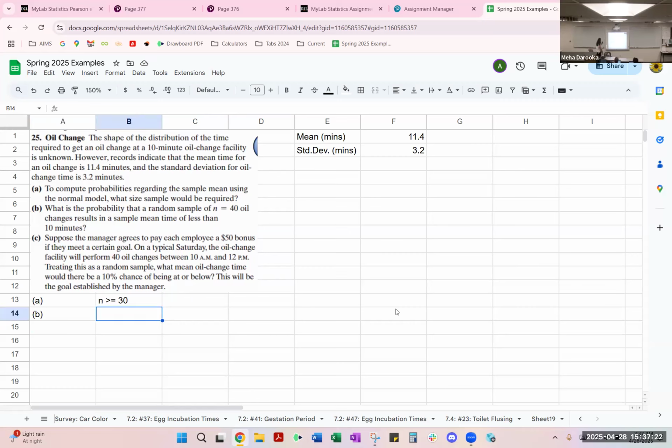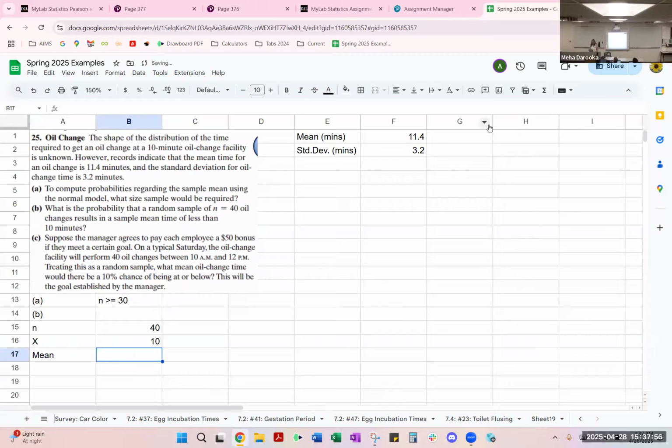What is the probability that a random sample of n equals 40 oil changes results in a sample mean time of less than 10 minutes? Okay, so they're giving us n as 40, which is larger than 30, so we're good to go. We can use the normal model. So this is where you then need to calculate the mean and standard deviation. So they're telling us the mean sample time of less than 10 minutes. So your X value will be 10.